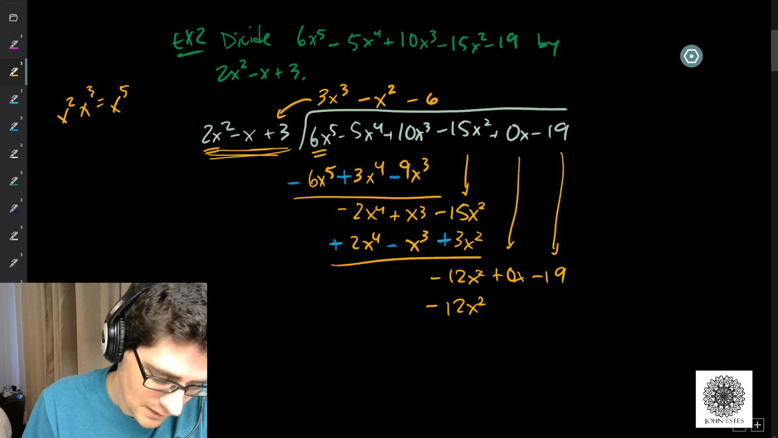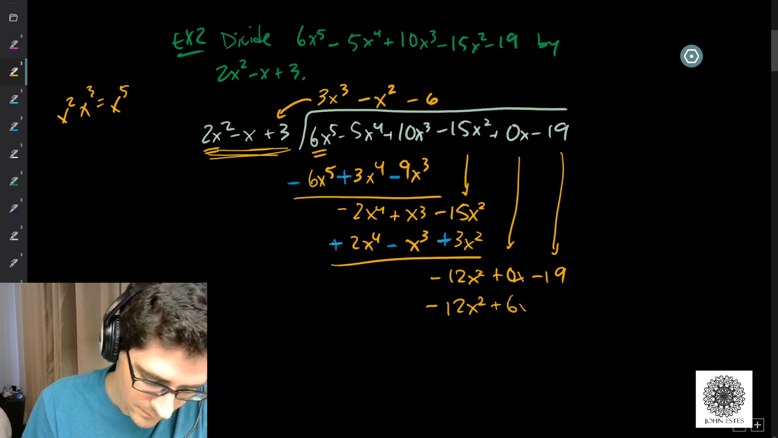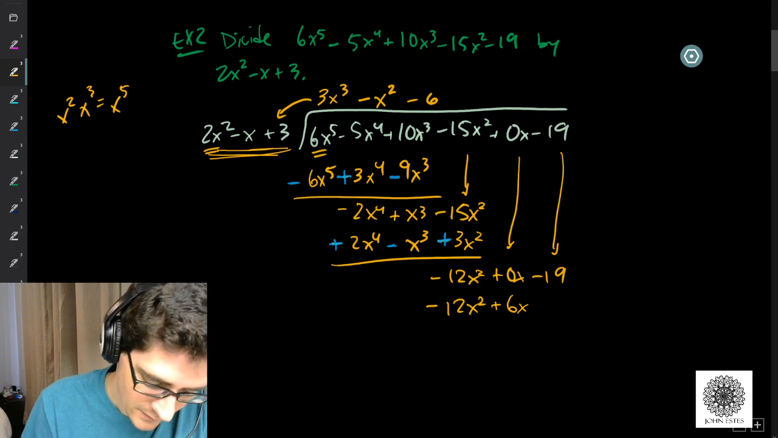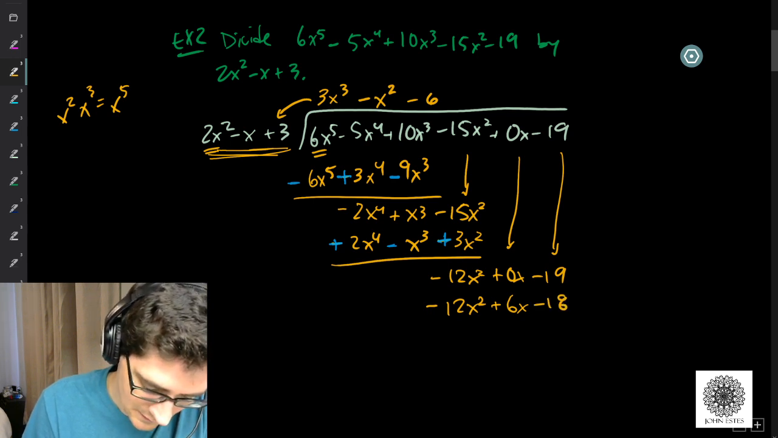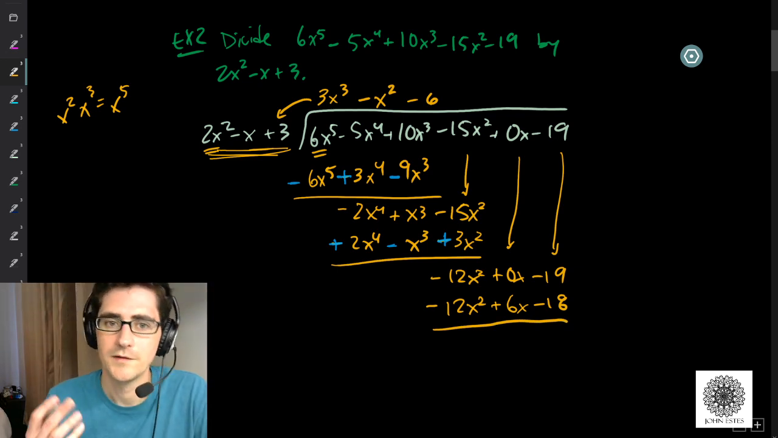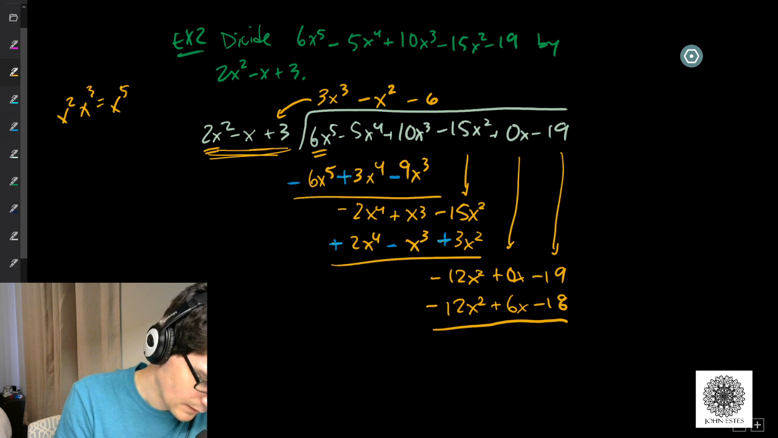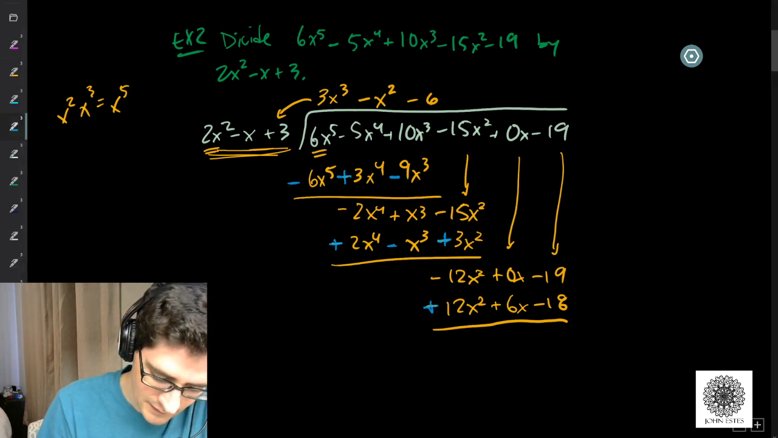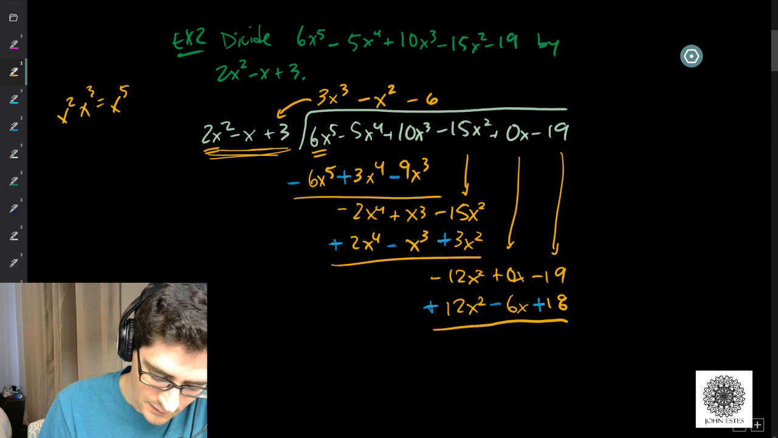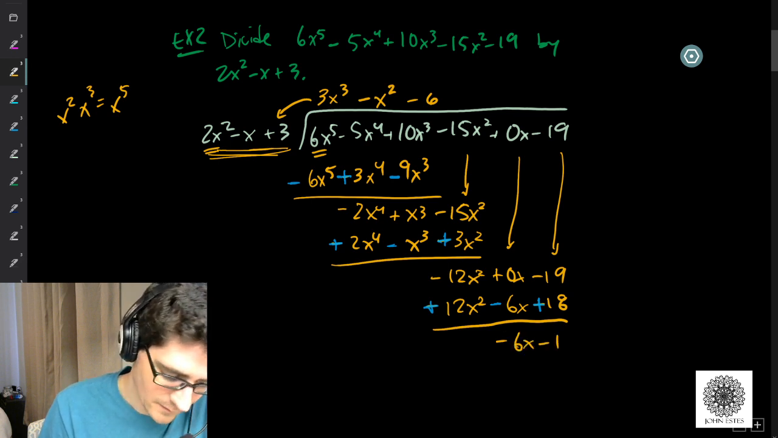Negative 6 times negative x gives me positive 6x. And then negative 6 times 3 gives me a negative 18. What's the next step? We subtract. So subtracting, I'm going to flip my signs. That way I avoid arithmetic errors. And when I do that, let's see, I get 0x squared. I get a negative 6x minus 1.